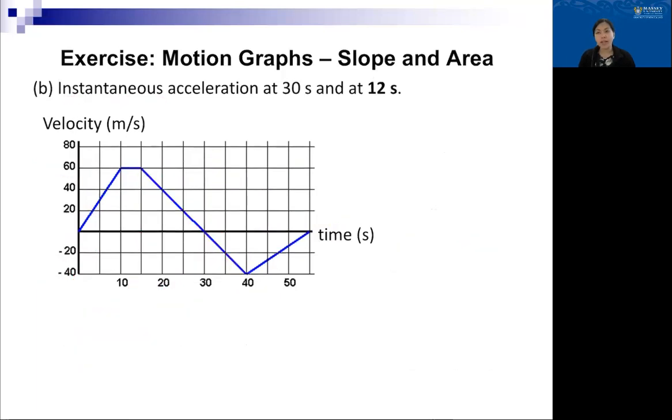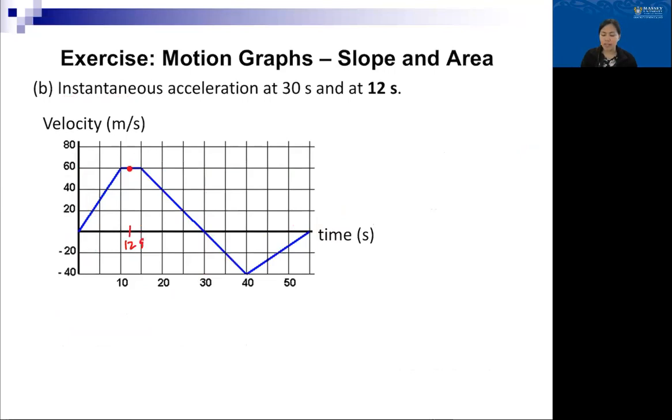Right. So for the 12 seconds, it's instantaneous acceleration. It's at a specific time, which is here. This is about 12 seconds. Okay, you have to figure out again the slope. If you're given a velocity time graph, the acceleration is the slope.